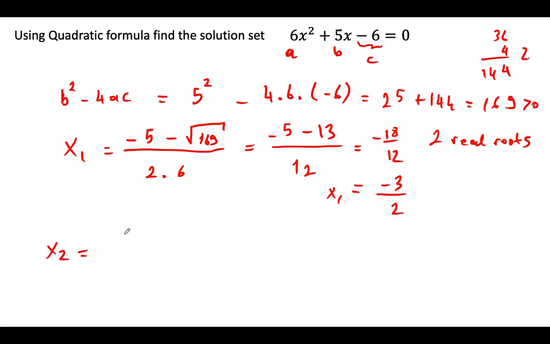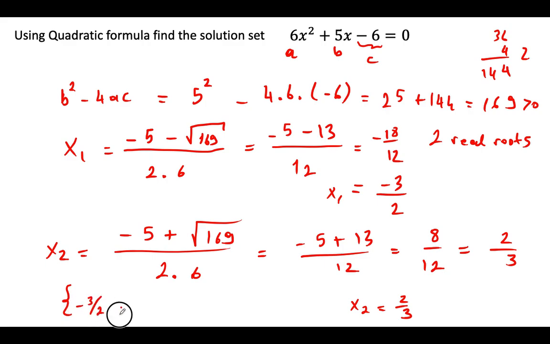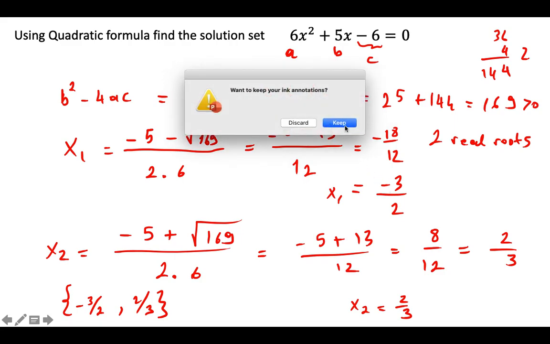Now what about the second root? So negative 5 plus root 169, over 2 times 6, which will be negative 5 plus 13 divided by 12, and it will be positive 8 over 12. If we divide by 4, 2 over 3. So x2 is positive 2 over 3. So solution set will be negative 3 over 2, comma, positive 2 over 3. That's it. I hope you understood everything. There is no problem.